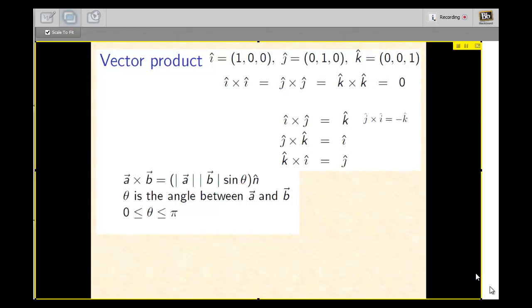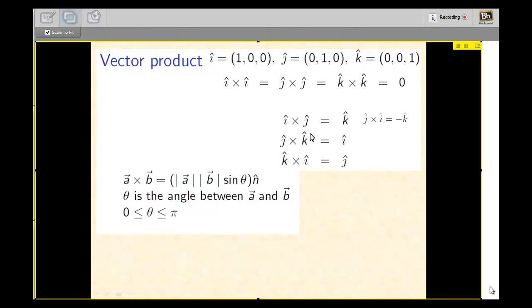So whenever we have i cross i, it means the same direction, and the value of sine 0 is 0, so i cross i will be equal to 0. Similarly, j cross j is equal to 0, and k cross k is equal to 0. So whenever we write i cross i, j cross j, k cross k, its value will be 0. And whenever I write i cross j, we take the next one, that is k. j cross k will be equal to i, and k cross i will be equal to j.